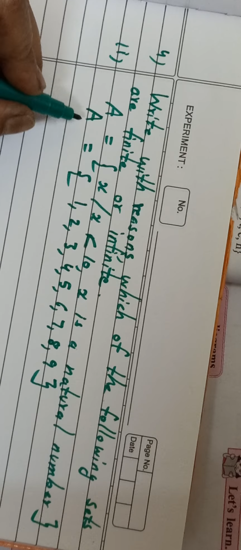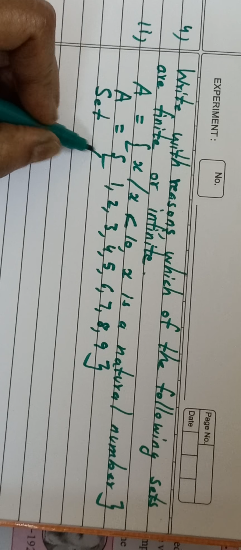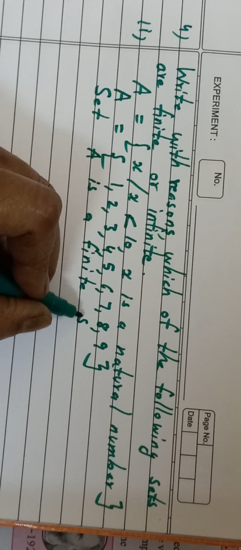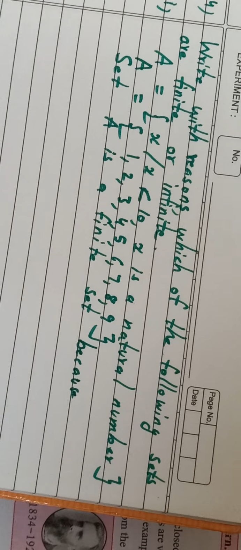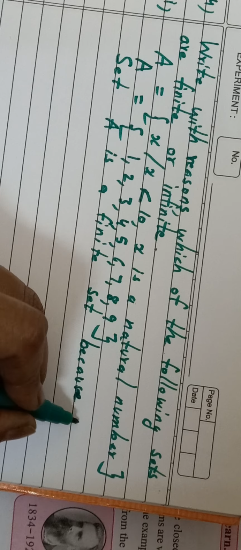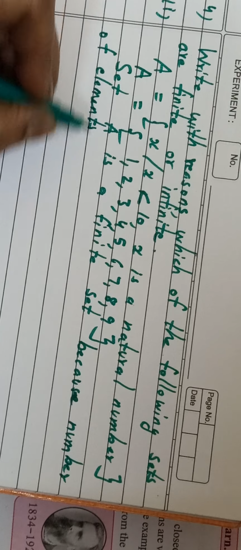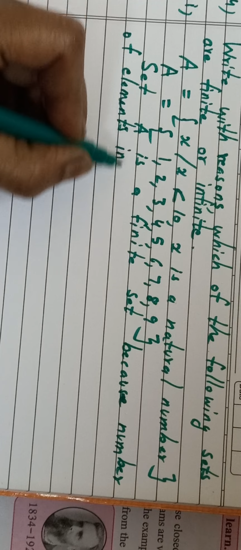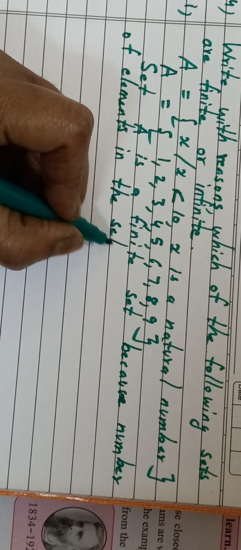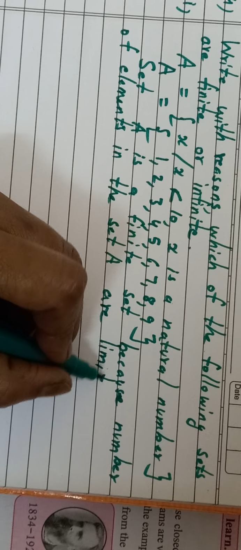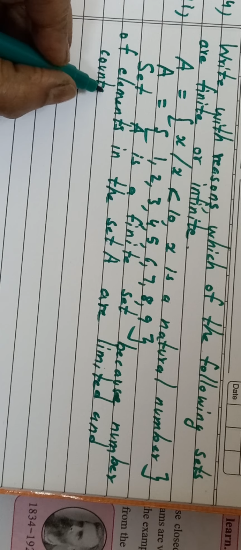Okay. So what we will write? Set A is a finite set because the number of elements in the set A are limited and countable. Means you can tell how many elements are there. There is a limit to it.